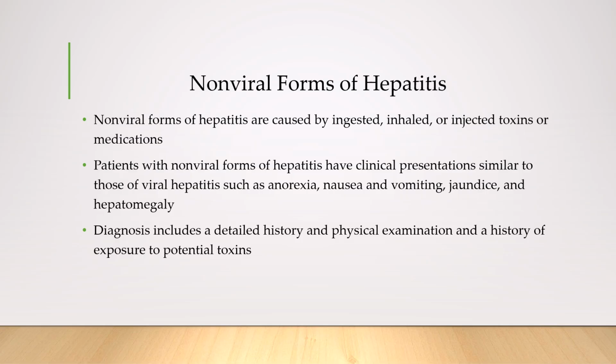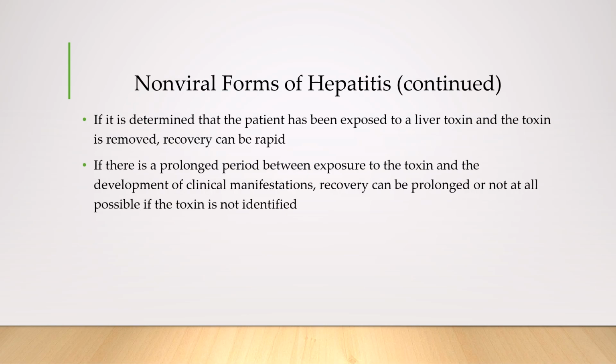Diagnosis includes a detailed history and physical exam and a history of exposure to any potential toxins. If it is determined that the patient has been exposed to a liver toxin and the toxin is removed, then the patient's recovery can be very rapid. If there is a prolonged period between exposure to the toxin and the development of the clinical manifestations, recovery will be prolonged or not at all if the toxin is not identified.